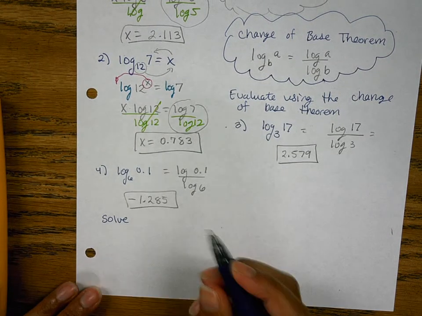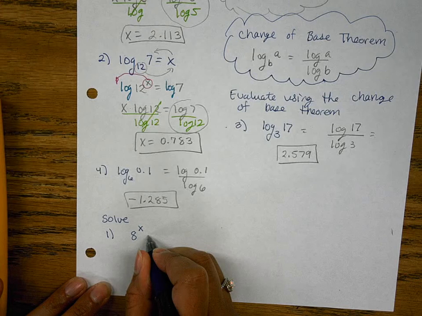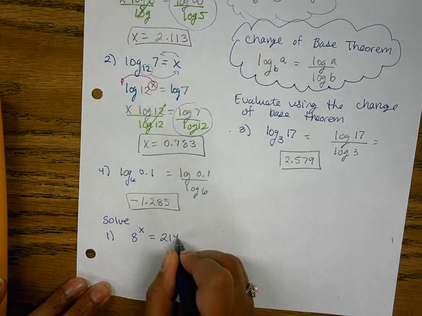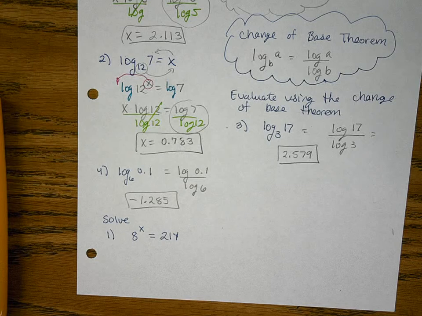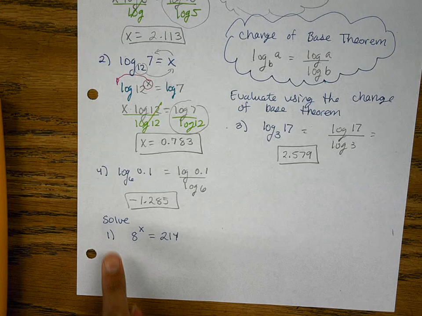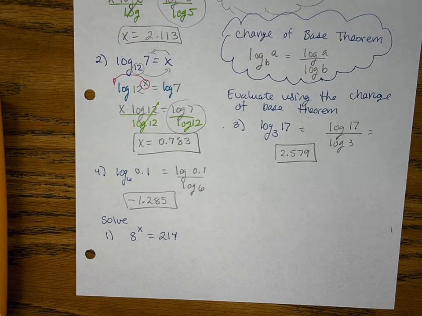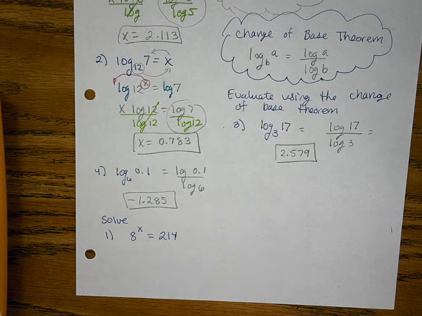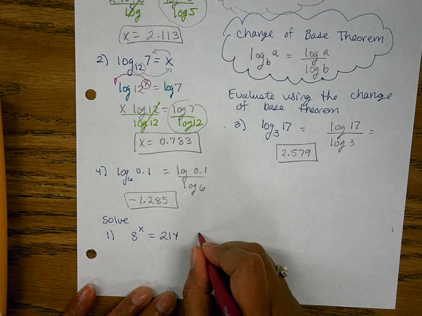All right. I'm going to go back to solving. Solve number 1: 8 to the x equals 214. You have choices on this one. You can rewrite it in logarithmic form, log base 8 of 214 equals x, and then use the change of base. Or use the tool that we did up here with take log of both sides.